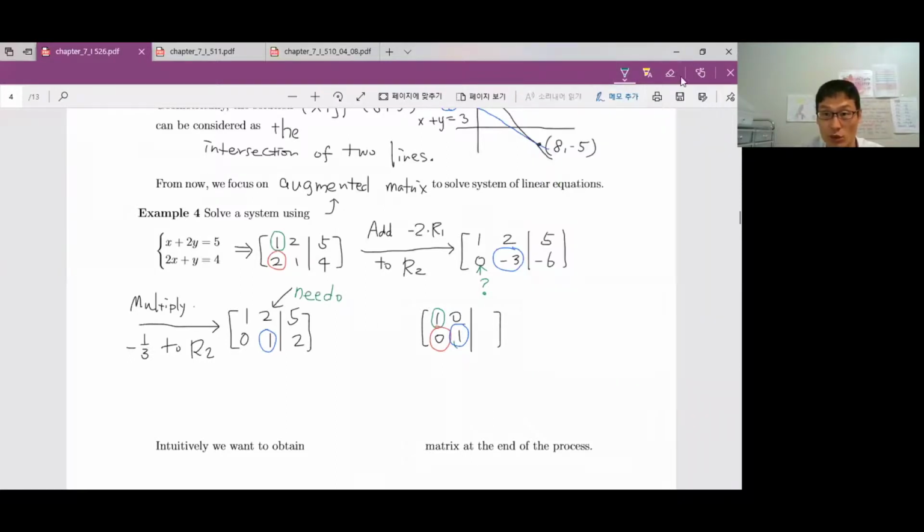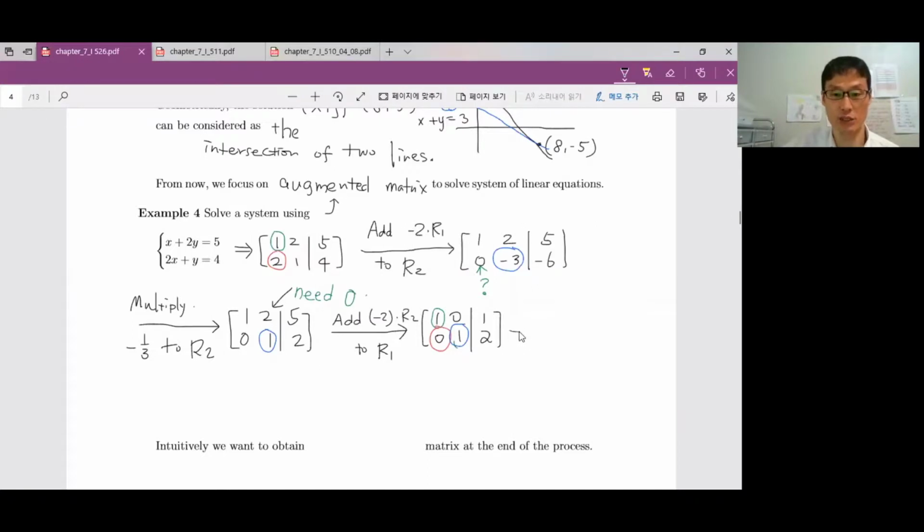Not needle. We need 0. So to get rid of this 2, you can multiply some number to the second row and add this to the first row. That's it. So then 0, 1, 2 as before, and 1, 0, 1.